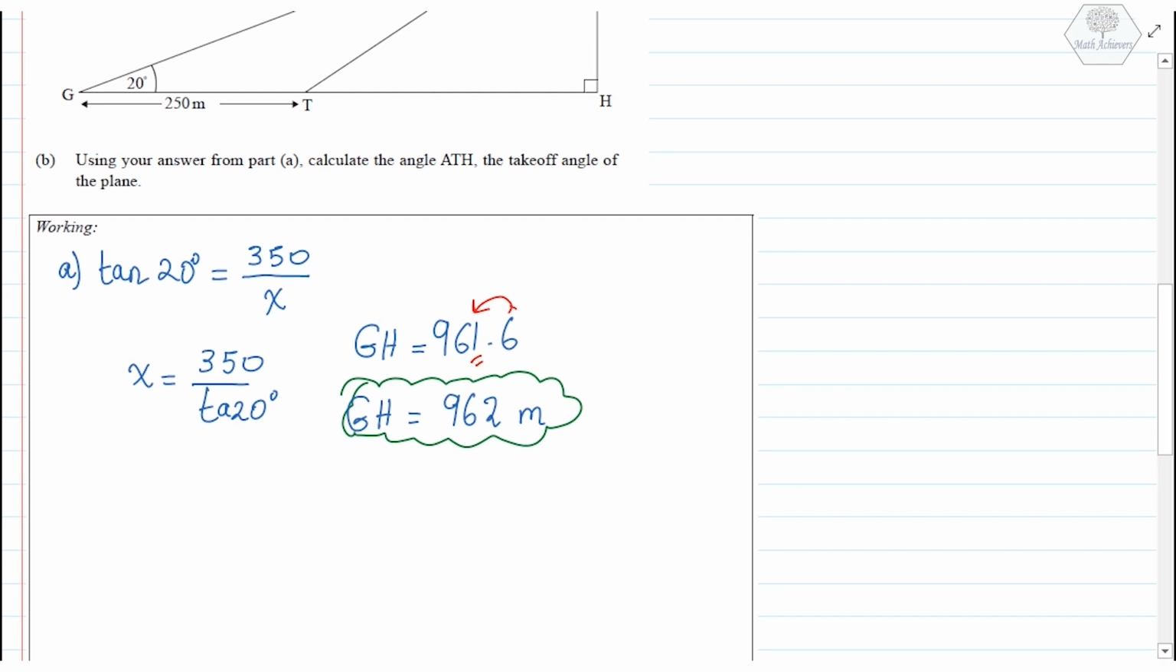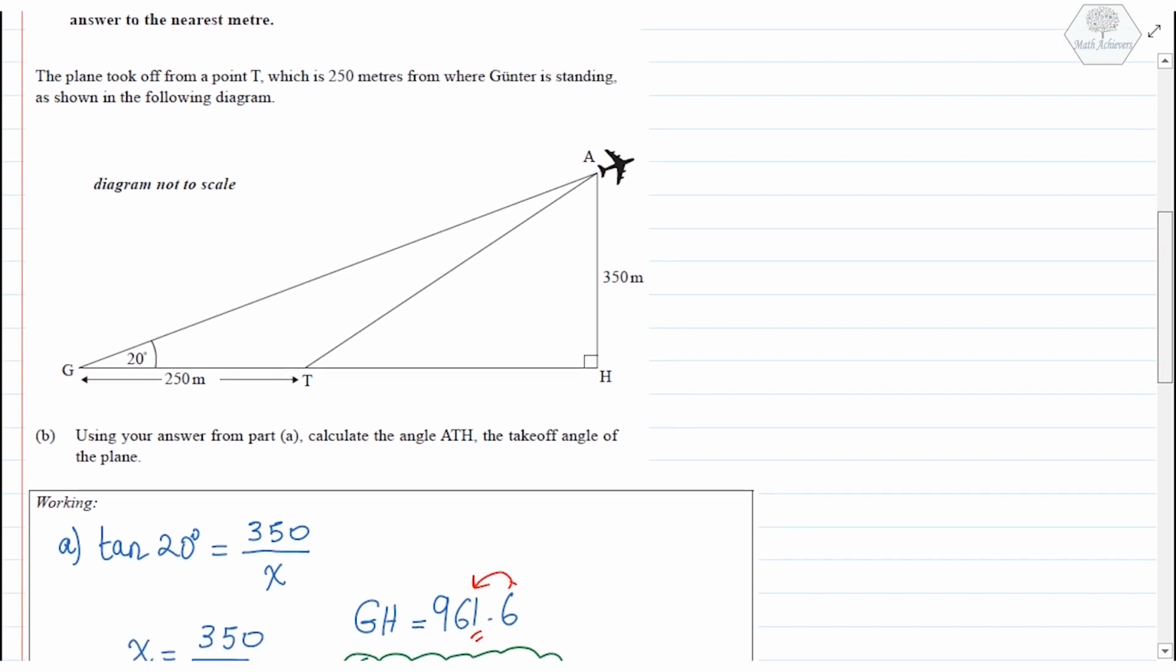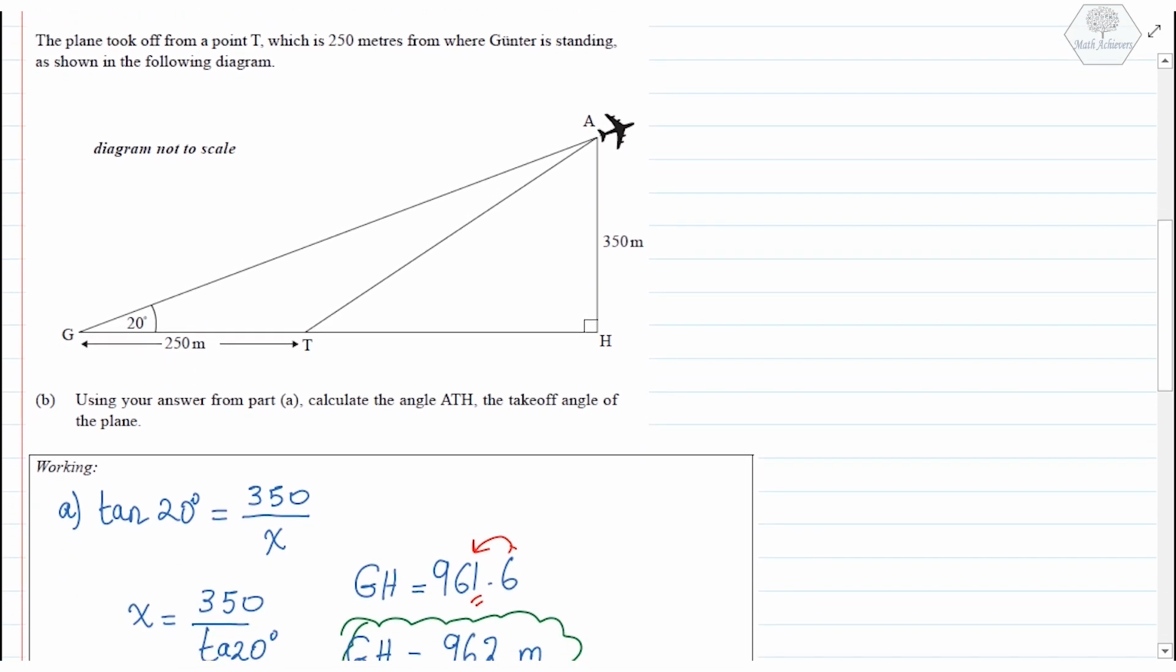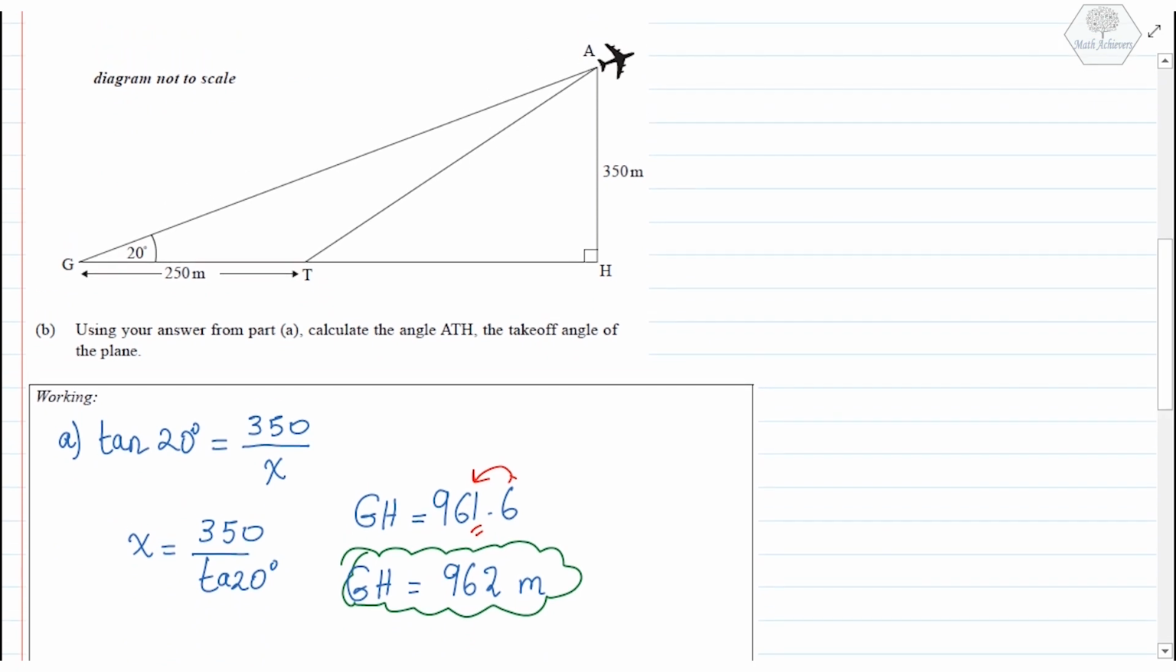Now, let's see part B. The plane took off from a point T, which is 250 meters from where Gunther is standing on the following diagram. So GT is 250 meters. What the question wants, using your answer to part A, which is the value of GH, is to calculate the angle ATH. This is the unknown angle. This is theta that I want to find.